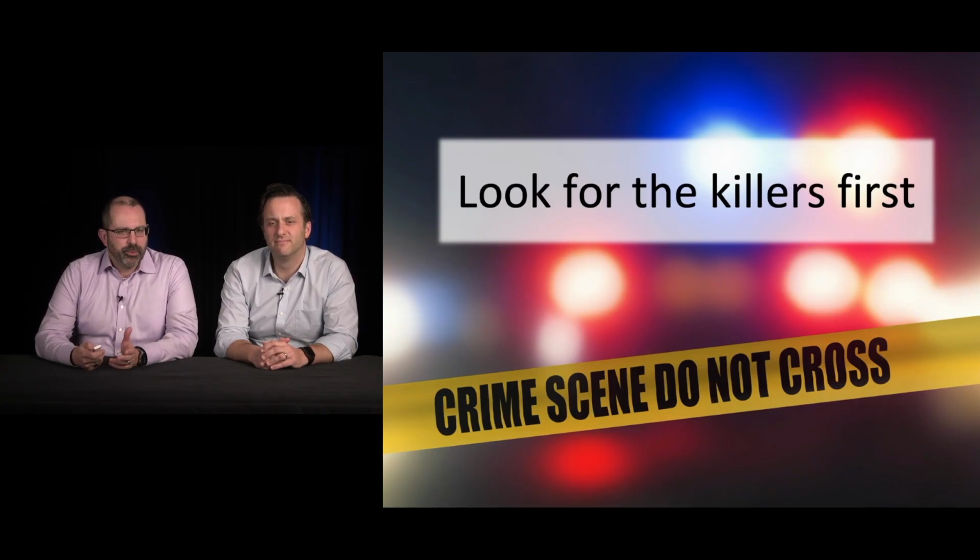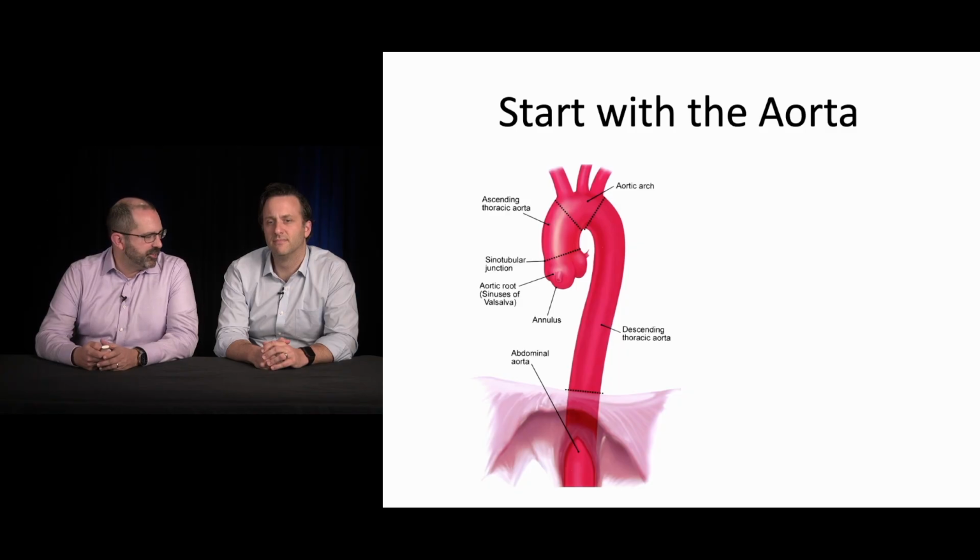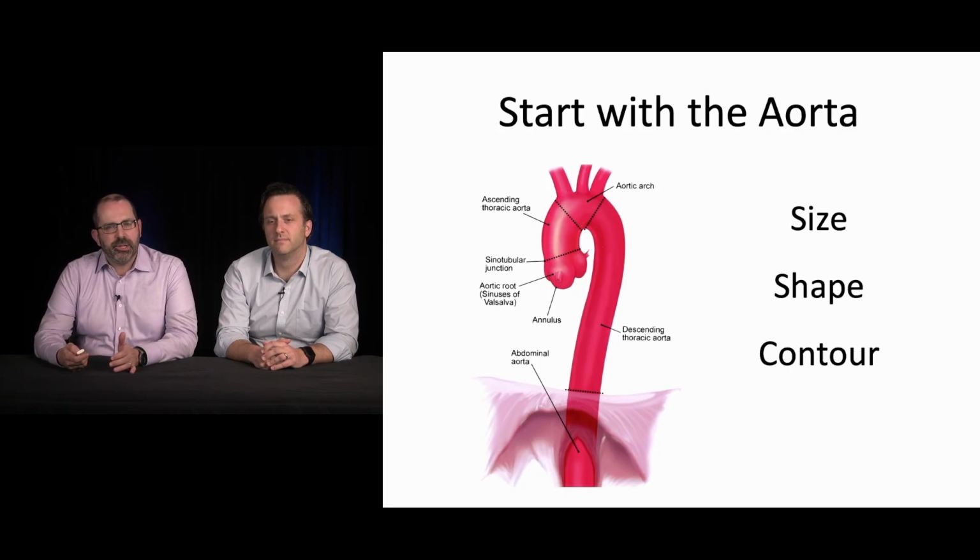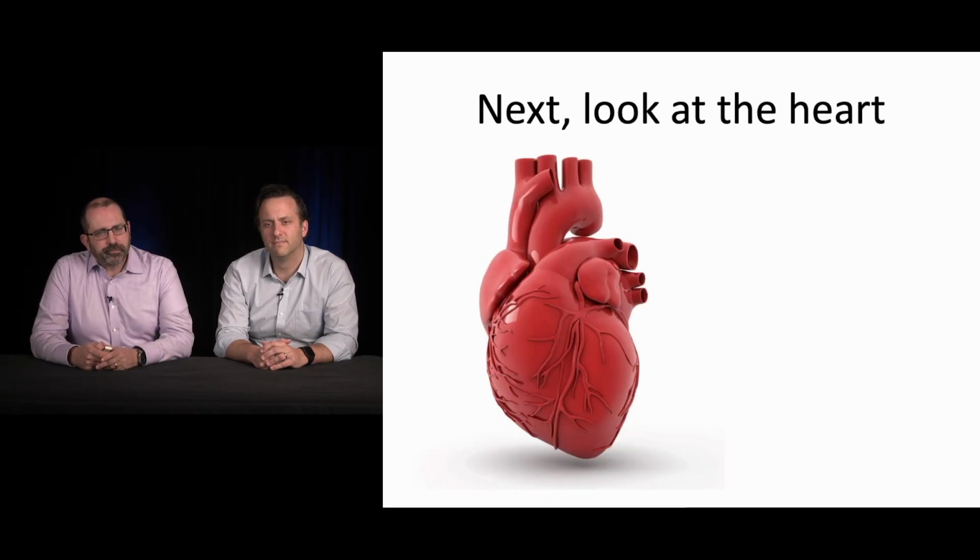So let's start with what's going to kill them first. And in the chest, that's going to be the aorta. Absolutely. So when we look at the aorta, we're going to look at things like size. You know, is it too big? Is it irregular? What's the shape? What's the contour? What's the lumen look like, importantly?